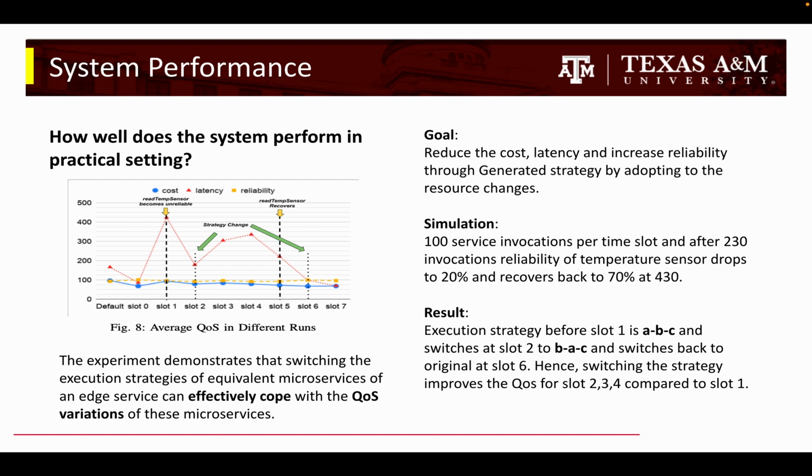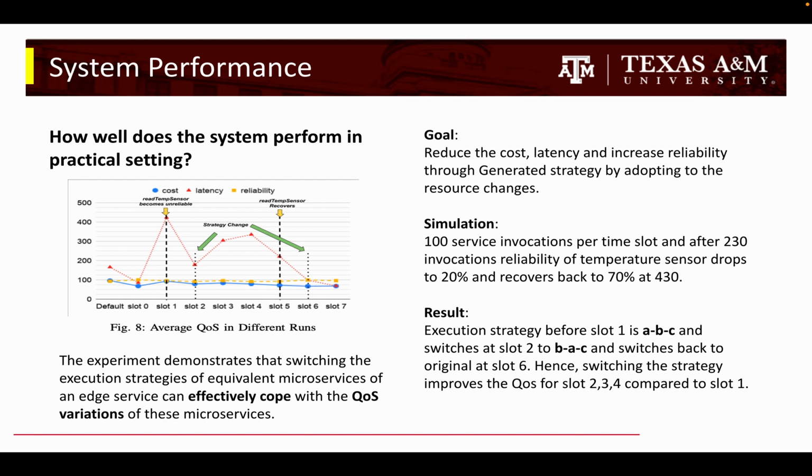Our algorithm starts as usual with the default strategy and generates a strategy at slot 0, which is A, B, C, which means execute all the microservices in sequential manner starting with A. Now at slot 1, the resource change happens and the reliability of the first microservice drops to 20%. And at slot 2, the system identifies the resource change and changes the strategy using the feedback loop to BAC, which means to execute the second microservice first and then go for the first microservice.